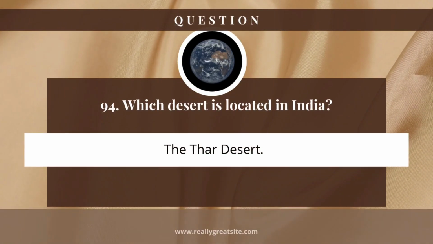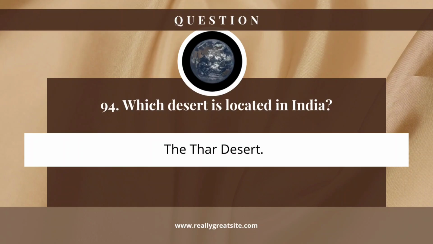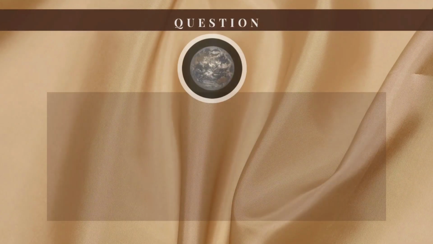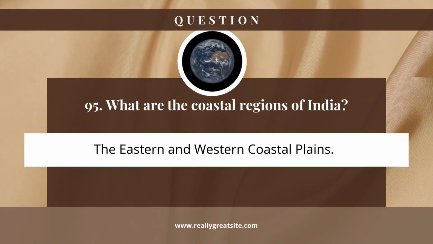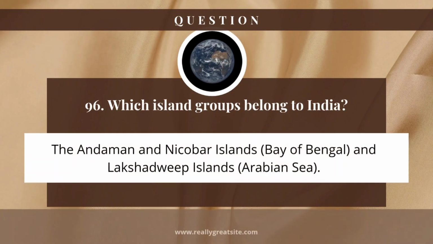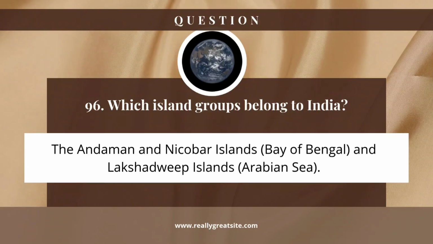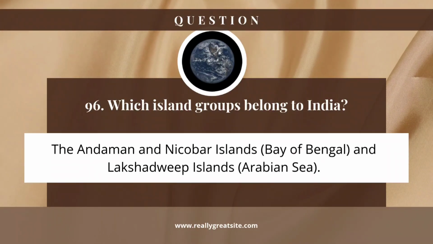94. Which desert is located in India? Answer: the Thar Desert. 95. What are the coastal regions of India? Answer: the eastern and western coastal plains. 96. Which island groups belong to India? Answer: the Andaman and Nicobar Islands, Bay of Bengal, and Lakshadweep Islands, Arabian Sea.